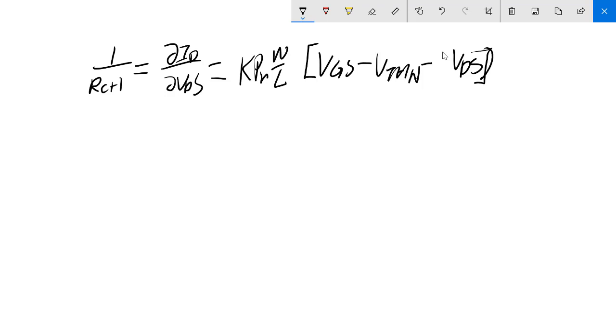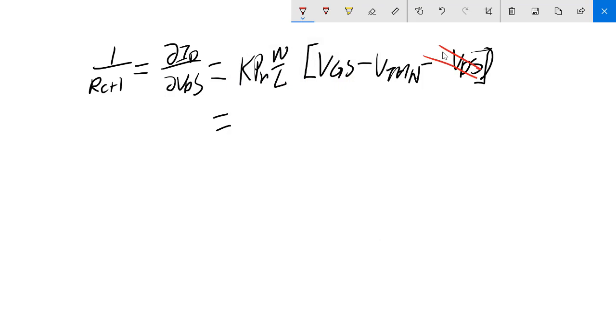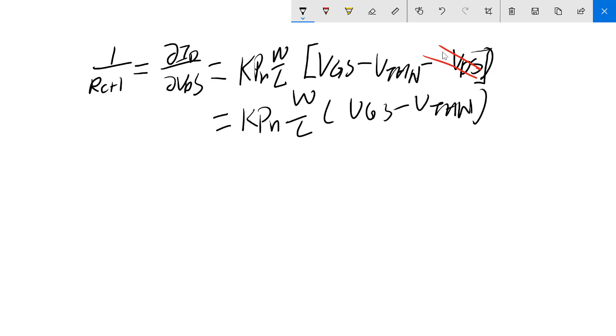And because VDS is tiny, the reason VDS is tiny is that the transistor is being operated in the linear region. Because VDS is small, it's operating in the linear region. So what we can do is directly ignore VDS. You ignore VDS, and what's left is KPN times the width over the length.